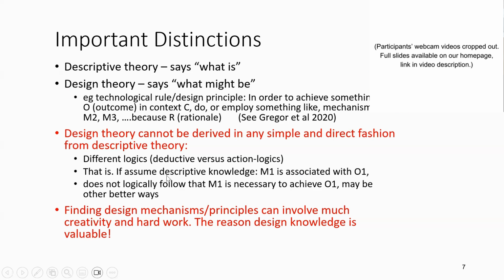And saying it again, if we've got descriptive knowledge, we say something like mechanism 1 is associated with outcome 1. That does not follow. It does not follow necessarily that M1 is necessary to achieve O1, because there may be other ways of getting to O1. So they're just different ways. They're just completely different logics.